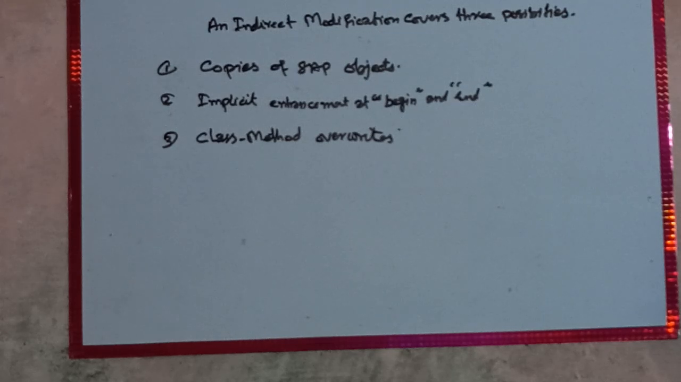Indirect modification covers three possibilities, as I explained earlier: copies of SAP objects, clones, implicit enhancement at begin and end, and class method overrides. Several tools are available to find code under these categories: transaction codes SPDD and SPAU or SPAU_ENH. There is also a clone finder tool that can be used.